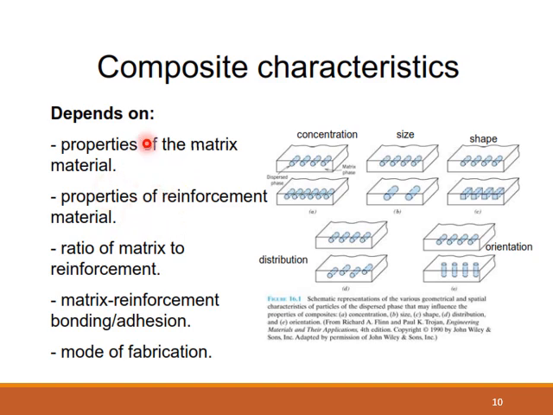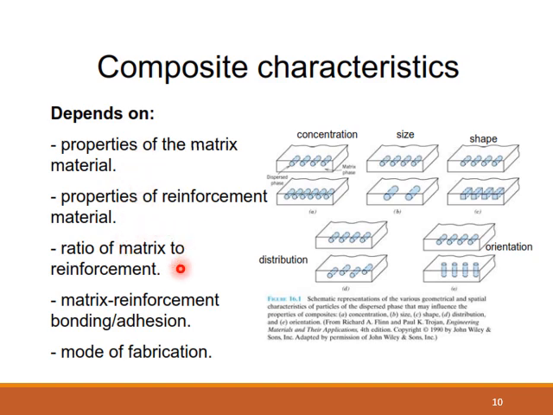So in order for you to determine the property of the composite material, the property you desire must be available in one of the two materials that you are combining together to form the composite. So this is very, very important here. These two will determine what the property of the composite will be.